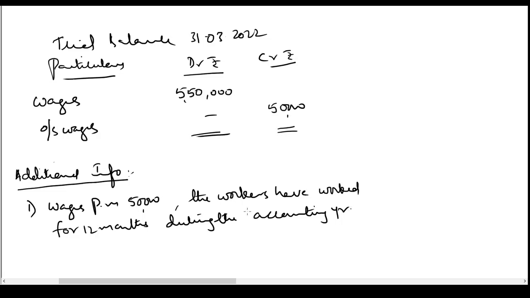You are given wages inside the trial balance 5,50,000, and you are also given outstanding wages inside the trial balance 50,000. Now, how can outstanding wages come inside the trial balance? It can come inside the trial balance only when there is an outstanding wages ledger. Outstanding wages ledger would be opened only when an entry has been passed.